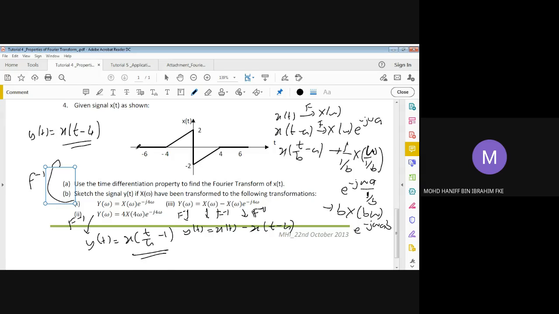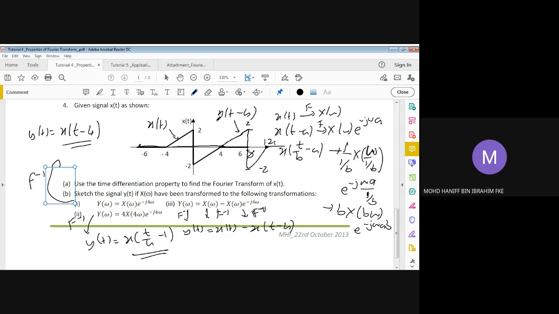So basically you're going to have two signals. This is the first one, the x(t). Another one is shifted to the right, so it should look like this. This is 8, this is 12, this is 2 and this is negative 2. So this signal is x(t), while this signal here is x(t minus 4). So you have to do the arithmetic operation x(t) minus x(t minus 4).